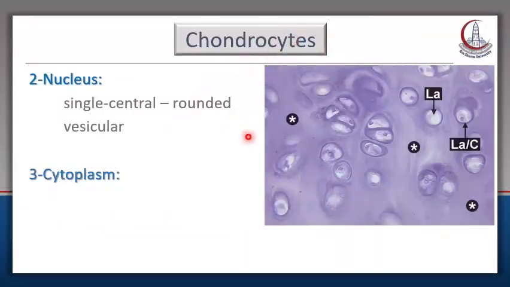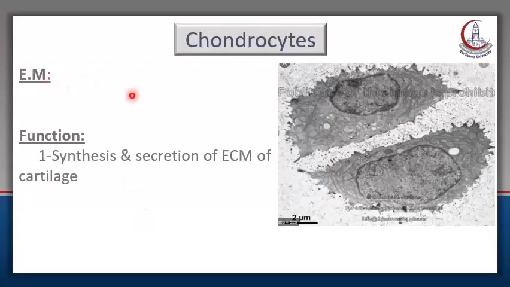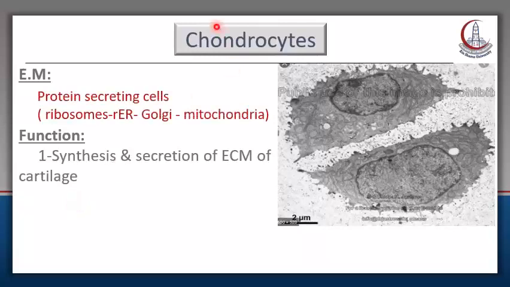Chondrocytes are also active cells, so the nucleus is vesicular. The nuclei of chondrocytes also are single, central, rounded, and vesicular. This is an empty lacuna. This is a lacuna containing a chondrocyte with a vesicular nucleus. The cytoplasm is also basophilic because it is active. In the electron microscopic picture of chondrocytes, we know that these cells synthesize and secrete the extracellular matrix of cartilage, so I expect that it contains the organelles of protein-secreting cells: ribosomes, rough endoplasmic reticulum, Golgi complex, and mitochondria.